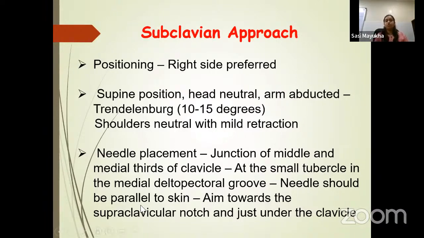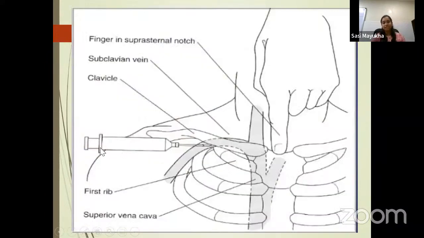In the subclavian approach, the patient is in the supine position, head neutral, with the arm abducted and shoulders neutral with mild retraction. The needle placement will be at the junction of the middle and medial thirds of the clavicle at the small tubercle in the medial deltopectoral groove. The needle should be parallel to the skin and aimed towards the supraclavicular notch, just under the clavicle. So here you can see it is just under the clavicle. You go straight, hit the groove and go below it and aim towards the sternal notch.